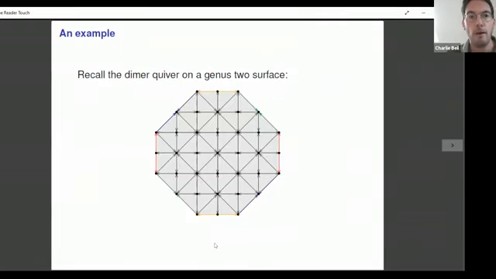Okay, so here is an example. This was the quiver we looked at the beginning. This is a dimer quiver on a genus 2 surface. Again, we identify the opposite sides of the octagon, and so you glue those together, and you identify all the vertices around the polygon. And so this gives you a genus 2 surface.